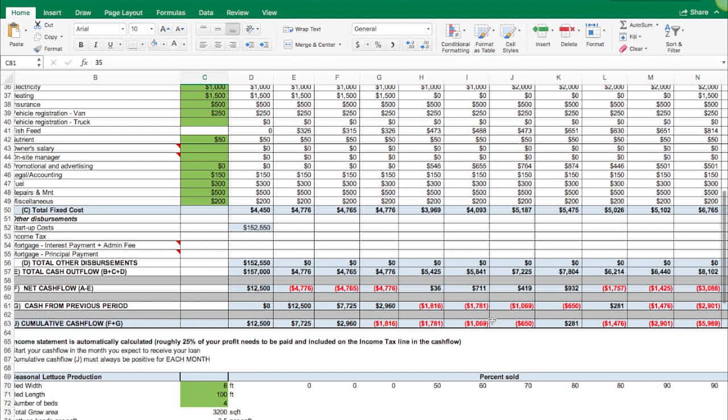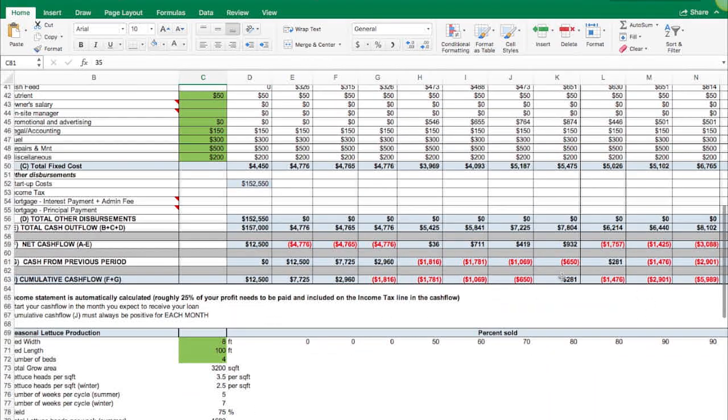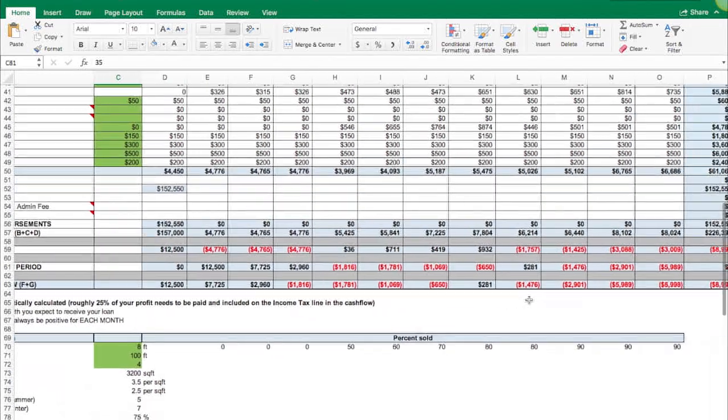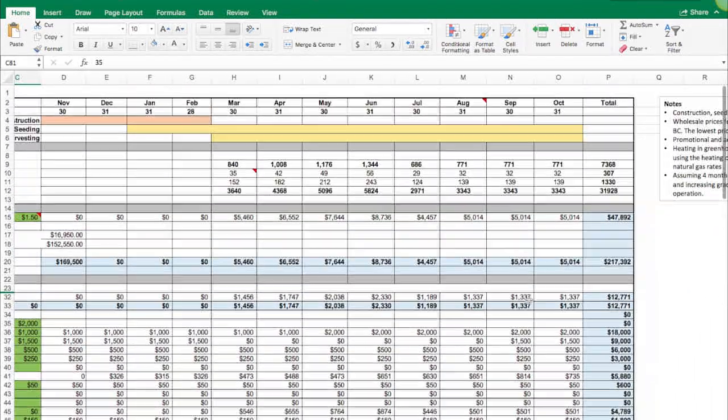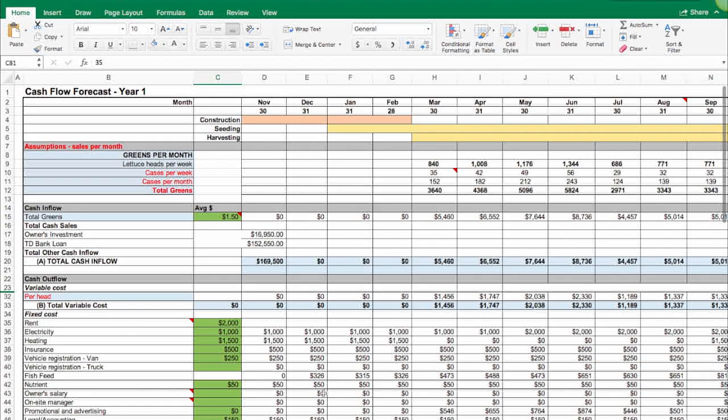If you're starting a greenhouse that is too small and you're seeing red values here, well, that is an opportunity for you to reassess your design and to see if this is going to be a viable system and is it going to bring you enough cash flow to run a successful business. So that's pretty much it about the cash flow.